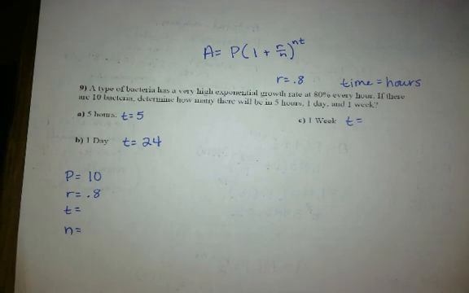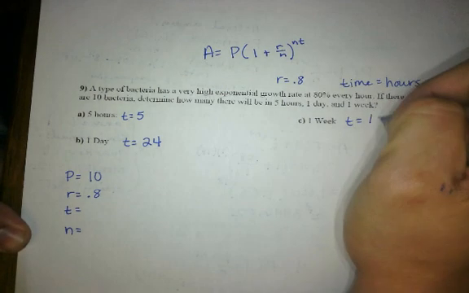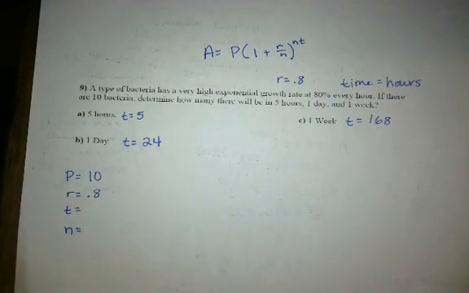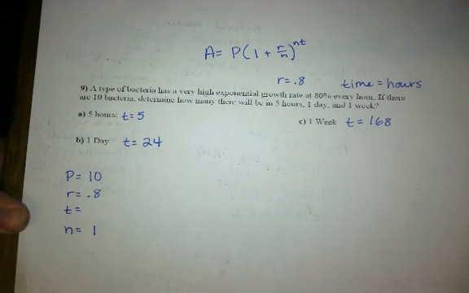Okay, and what about 1 week? Remember, it's hours. We're being asked hours. So in 1 week, how many hours are there? 1 day is 24 hours. What's 24 hours times 7? That is correct. 168. Now, did this problem tell us how many times it's compounding? No. So if we see that it doesn't give us a compounding, we just assume it's 1. Okay?